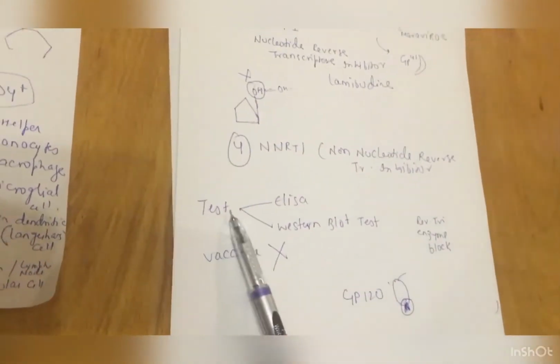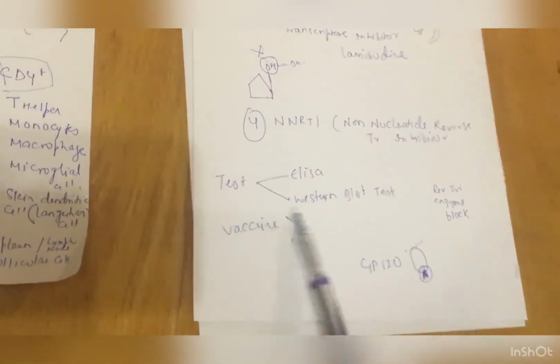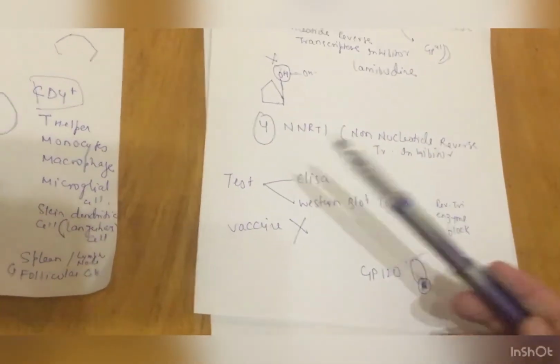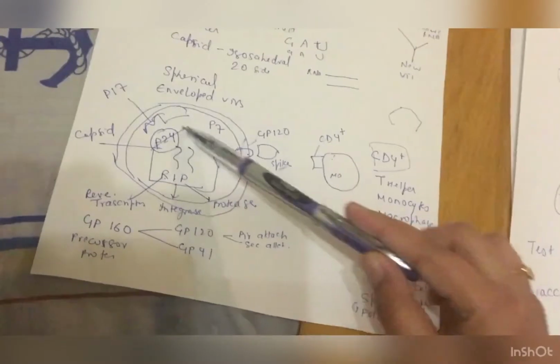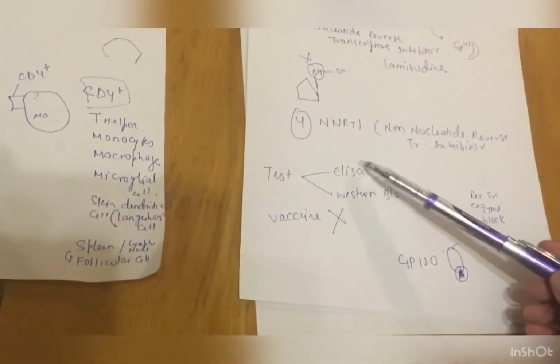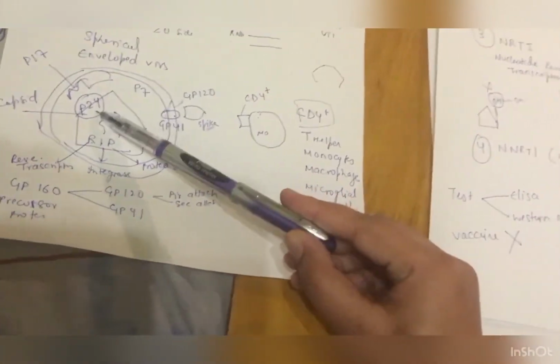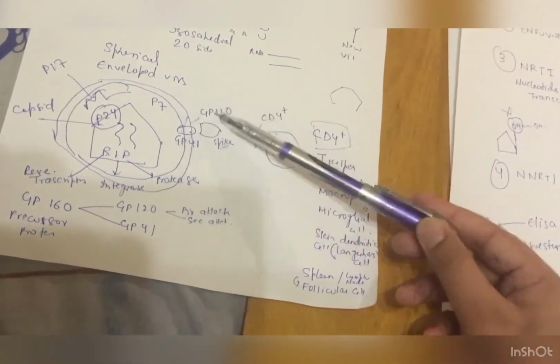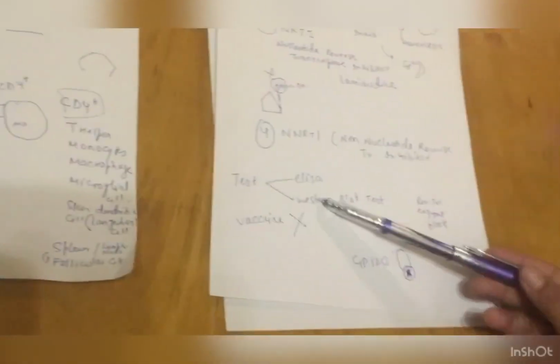Now tests. There are 2 tests, ELISA test and Western blot test. We detect the protein P24 in the body with these tests. First there is detection of P24, then we find other proteins like GP41 and GP120 with the help of these tests.